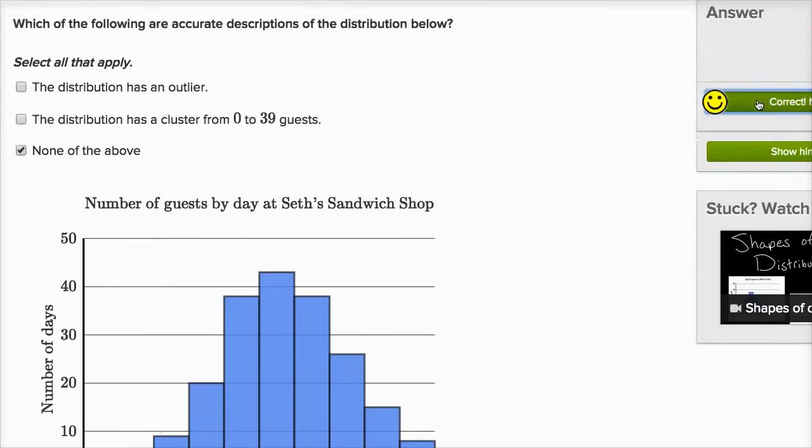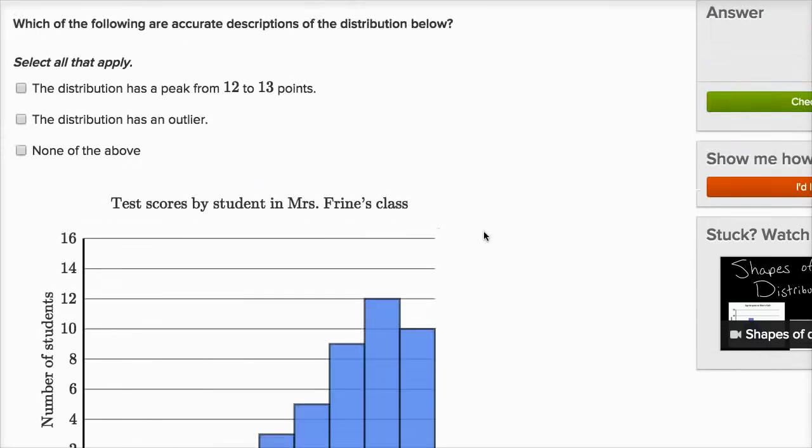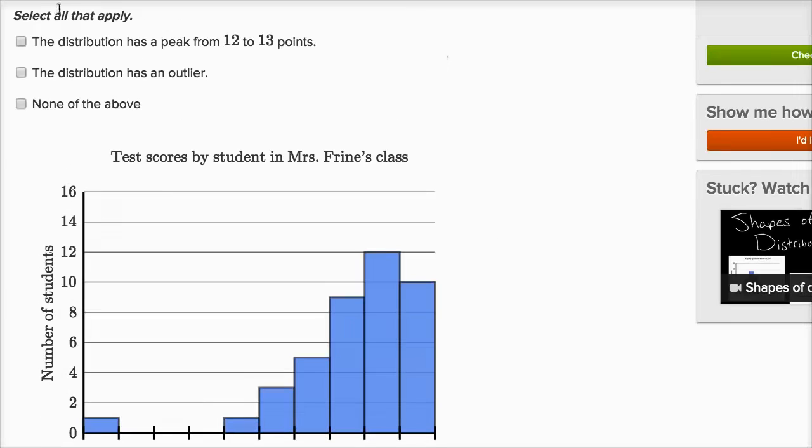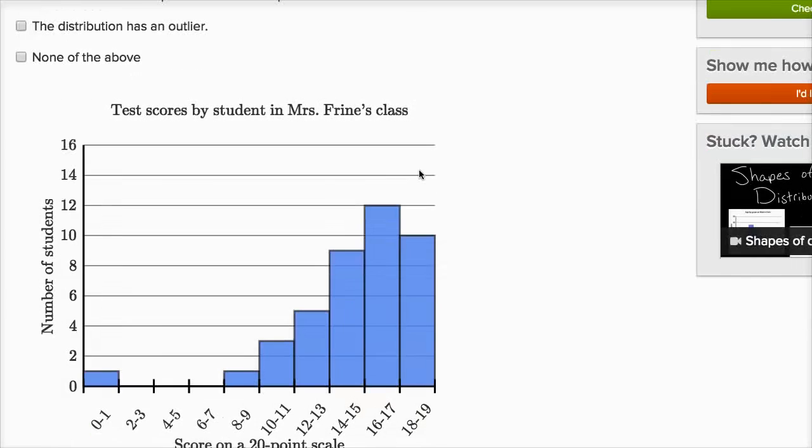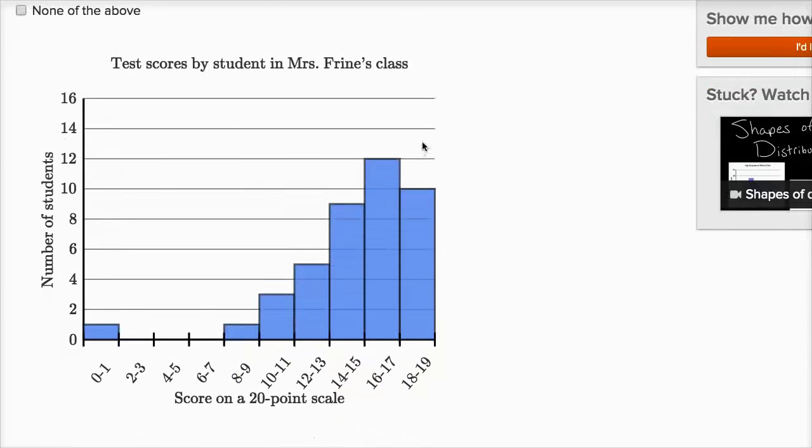Let's do one more of these. Which of the following are accurate descriptions of the distribution below? All right. The distribution has a peak from 12 to 13 points. Let me see what this data is about. Test scores by student in Miss Frine's class.